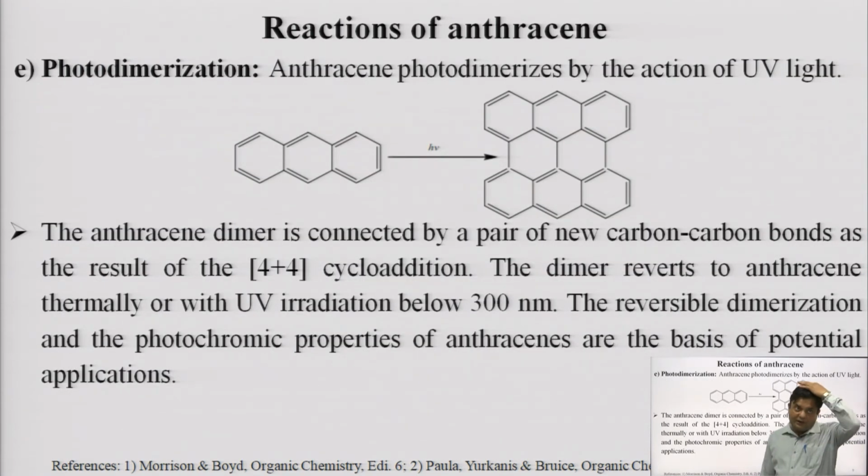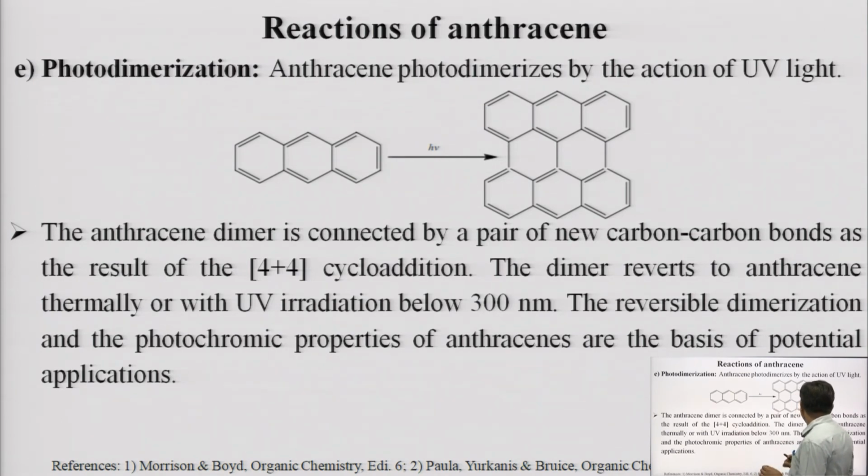The next important reaction is photodimerization. Anthracene gives the dimer in the presence of UV light. The anthracene dimer is connected by a pair of new carbon-carbon bonds as the result of 4+4 cycloaddition. The dimer reverts to anthracene thermally or with UV irradiation below 300 nanometers.